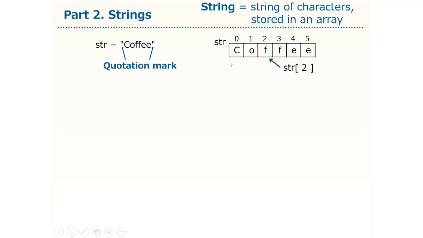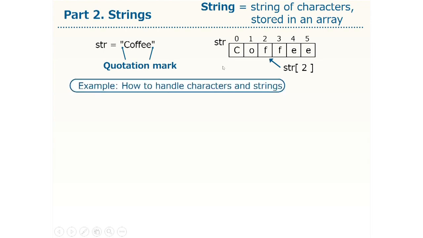We can access each character of a string like an array. For example, by str[2], we access the second box in this example, the box that contains the third character of the string coffee. Remember, the boxes of an array are indexed from 0. Let's see some examples and discuss how to handle characters and strings.